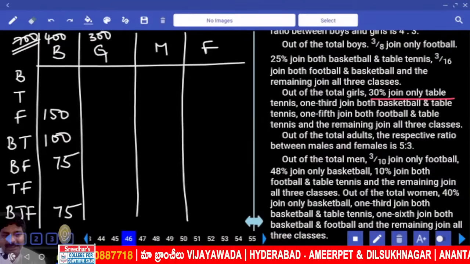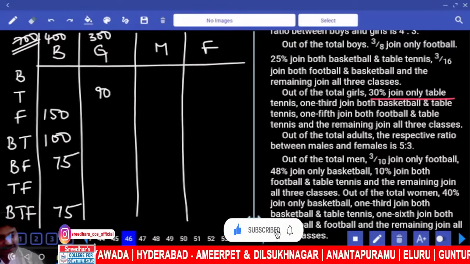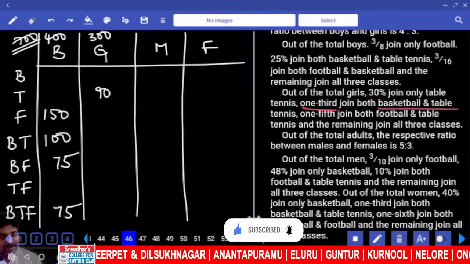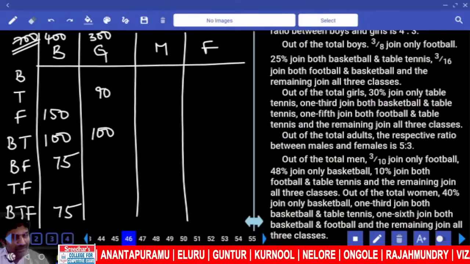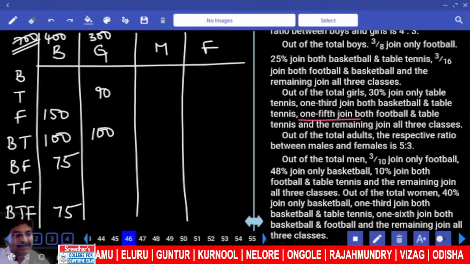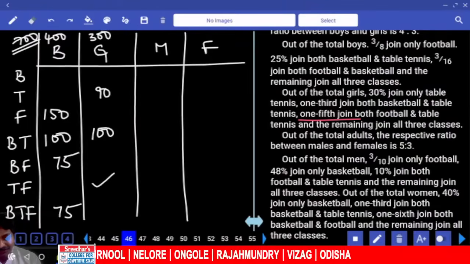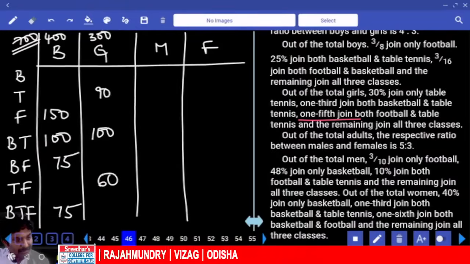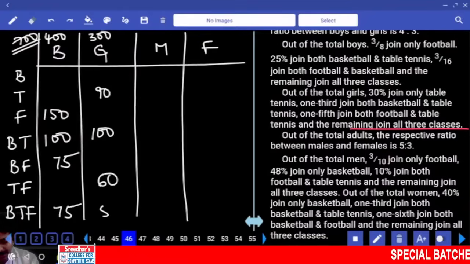30% join only table tennis. 30% of 300, 30 into 3, 90. 1/3, 100, basketball and table tennis. BT, 100. 1/5 join both football and table tennis. FT or TF, 1/5, 60. Remaining join all 3 classes. 90, 60, 150, 150, 100, 250. Remaining 50.